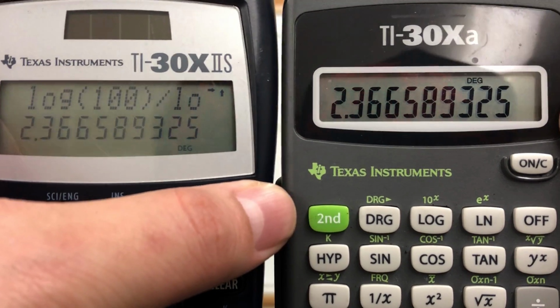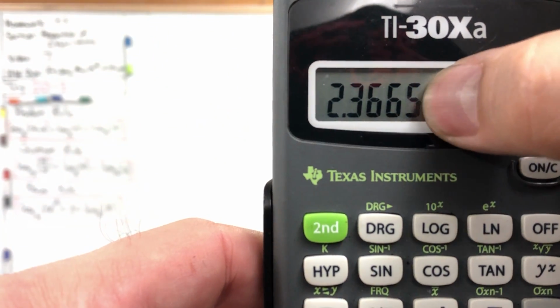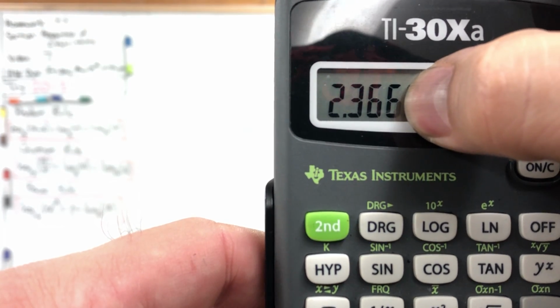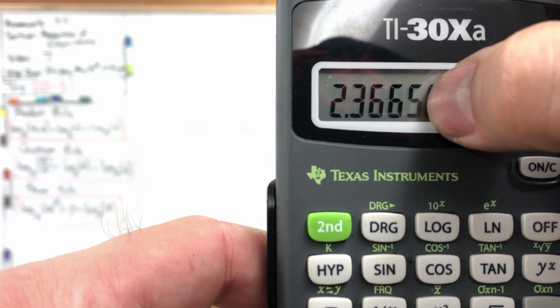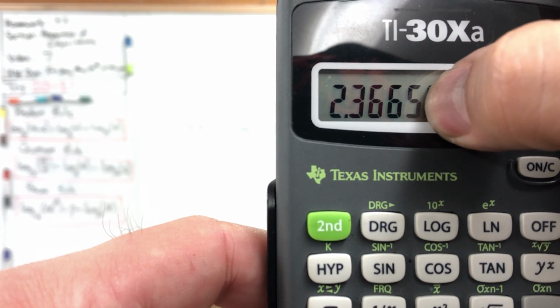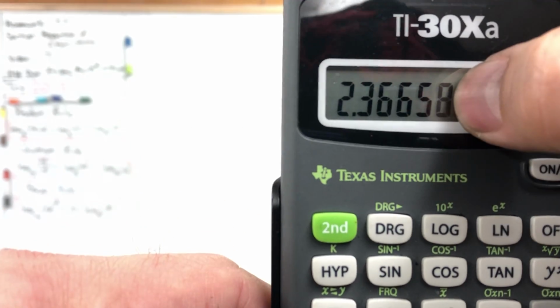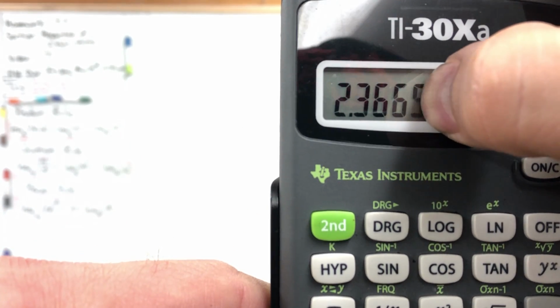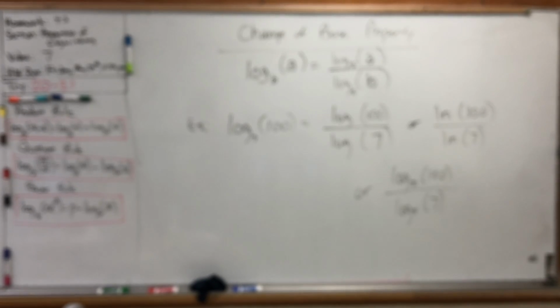So to three decimal places, that 5 would round that up to 2.367. To 4 decimal places, that 8 would round it up to 2.3666. Let's round it to 3, so I don't have to write 666. So to 3 decimal places, it would round up to 2.367. All right, so change of base property answers the question, how do I put any logarithm in my calculator?